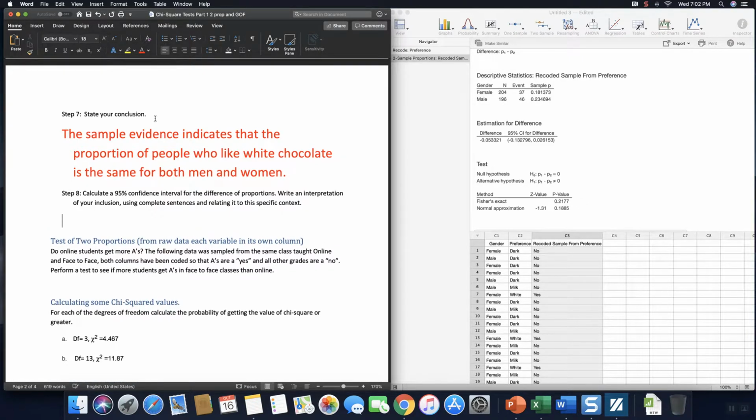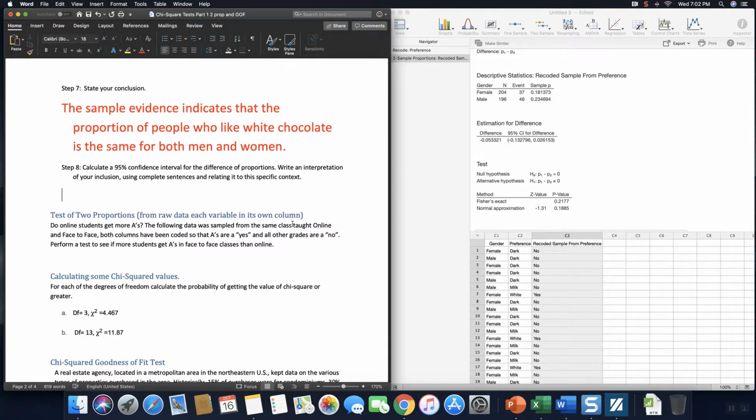All right. Let's say, I want to know how different are they? They're not different, so I don't know why I included this. Let's calculate the 95% confidence interval for the difference of proportions. Write your interpretation of your interval, using complete sentences and relating it to specific content. That's a typo, that should be interval. So making sure that you're talking about what this is.